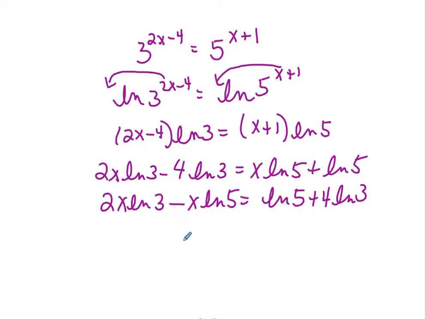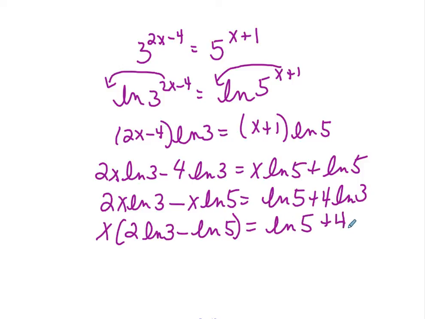Again, my goal is to solve for x. So at this point, I'm going to factor an x out. Now, I have x times a number. It's an ugly number, but it's still a number. We'll divide both sides by 2 ln of 3 minus ln of 5.